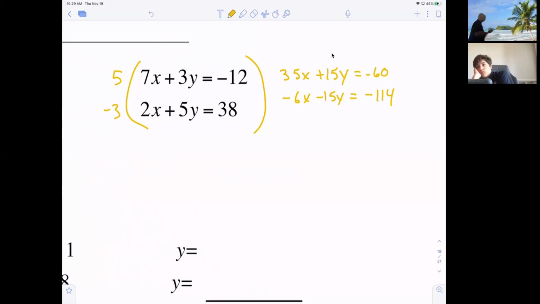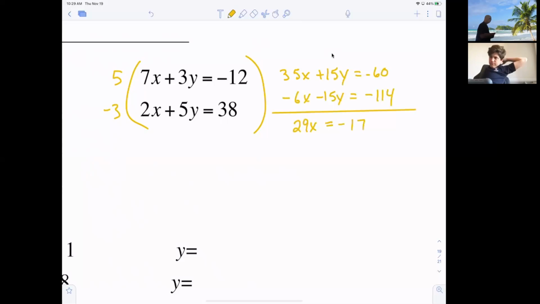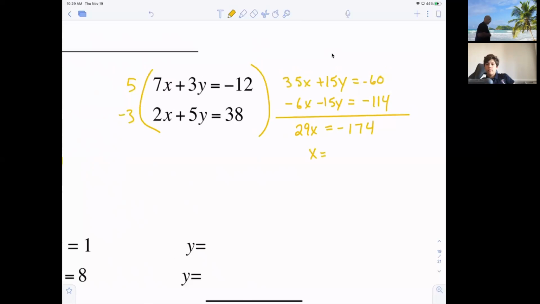And now we're going to add. So now we look at that and we say, okay, that's 29x is equal to -174. And so x is equal to -6.